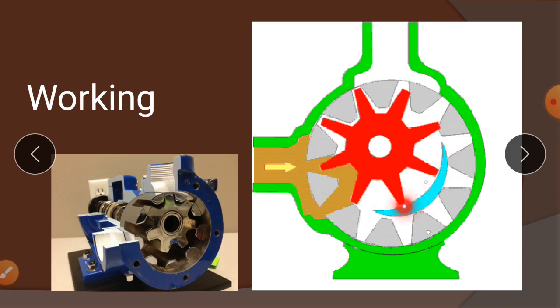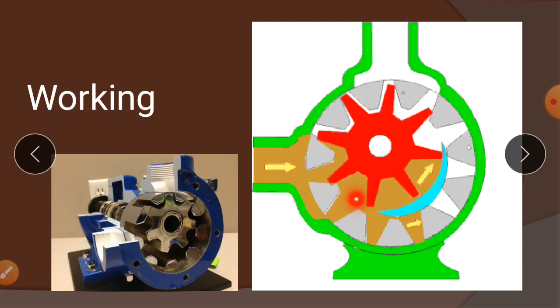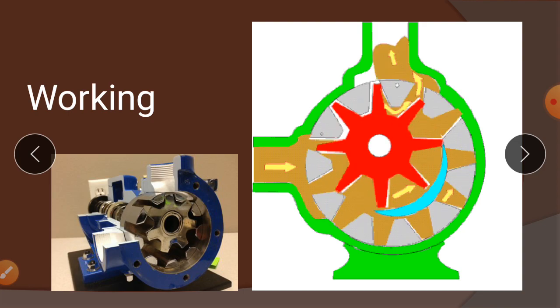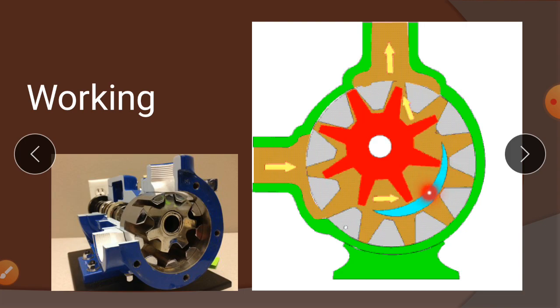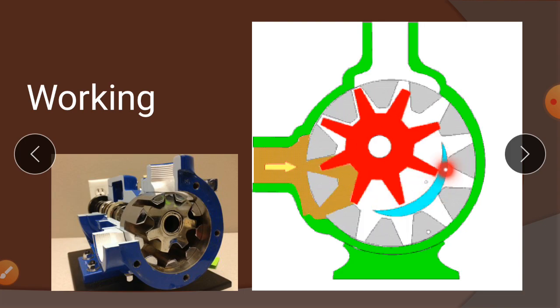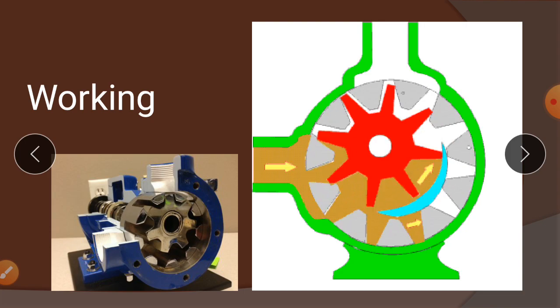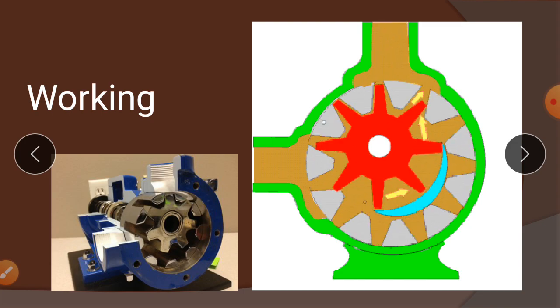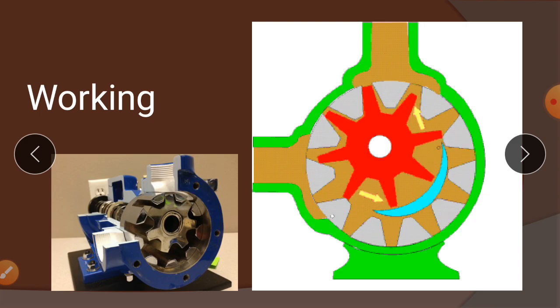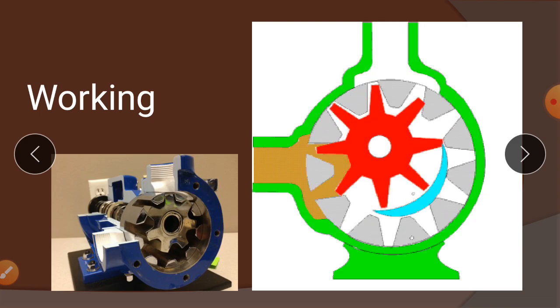This crescent acts as a seal between the suction stroke and the discharge stroke. The suction stroke and the discharge stroke are sealed off from each other by the crescent present here. So it is a very important part of any internal gear system, and it should be mentioned and explained when you describe internal gear pumps.